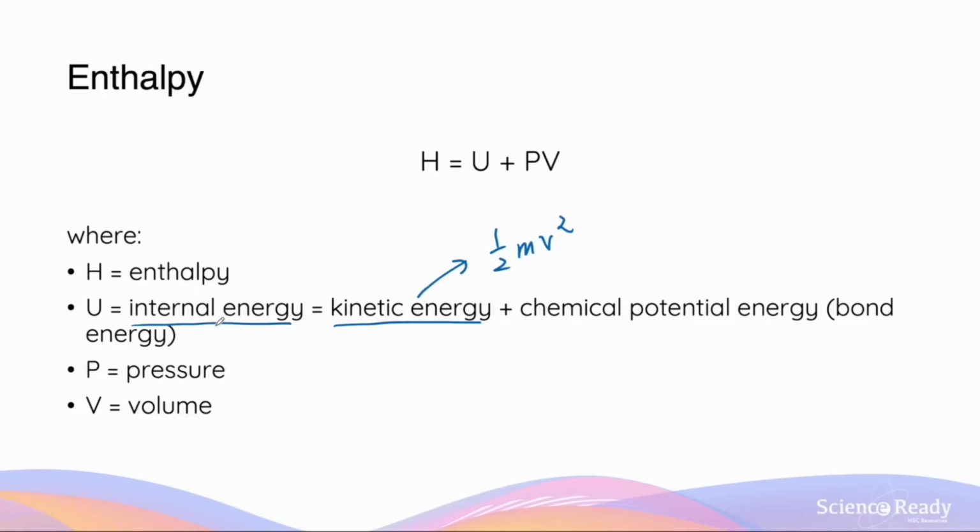The internal energy of the system also includes the chemical potential energy of the molecules and bonds, specifically referring to the bond energies that are inside the molecules. We call this the potential energy because it can be released when the bonds are formed as you're producing a certain molecule. We'll examine this in more detail using some examples in a moment. So enthalpy is the sum of the internal energy of the system plus the product between pressure and volume.